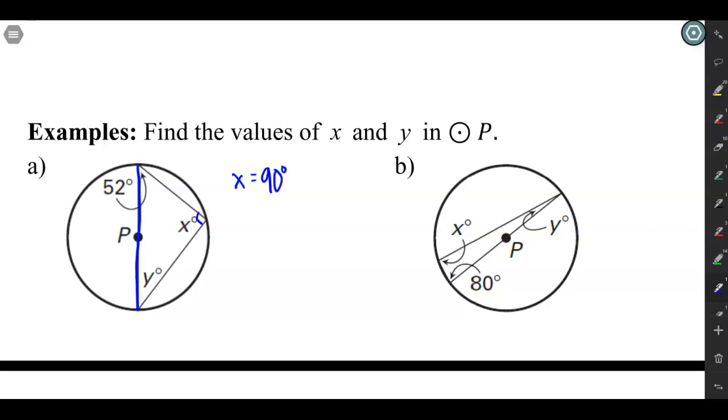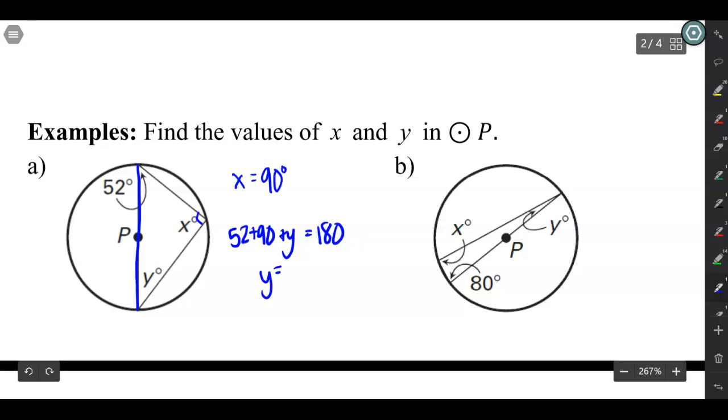Now I've got to figure out what y is. So now I have to think back to what we know about triangles. There's always 180 degrees in every triangle, which means that if I were to add all these up, 52 plus 90 plus y, those should all equal 180 degrees. So I'm just going to go ahead and subtract 52 and 90 from 180. And let me grab my calculator so I can do that. 180 minus 52 minus 90, which leaves my y angle to be 38 degrees.